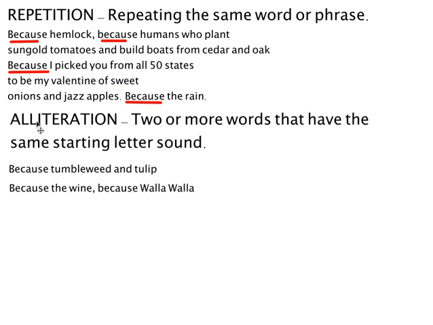Alliteration is 2 or more words that have the same starting letter sound. We also saw this in each stanza of Susan Rich's poem. Because tumbleweed and tulip, because wine and walla walla. The t sound in tumbleweed and tulip, and the w sound in wine and walla walla, that's alliteration.